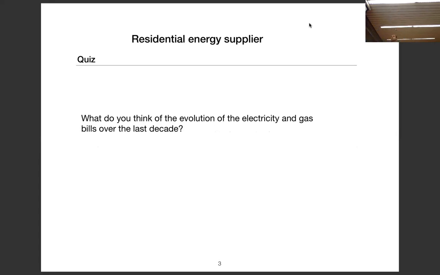What do you think of the evolution of the electricity and gas bills over the last decade in terms of price? So we buy electricity and gas from an energy supplier. Is it constant? Or maybe it has decreased over the last decade, the price of energy, or maybe it has increased? I think that we have seen on the previous slide that it has decreased, but for this year, it should increase. So that's for sure. Probably this year, on average, the electricity and gas bills will increase.